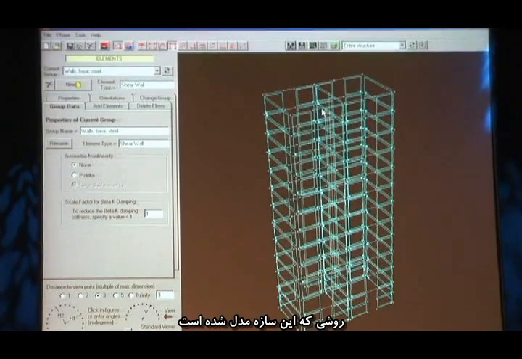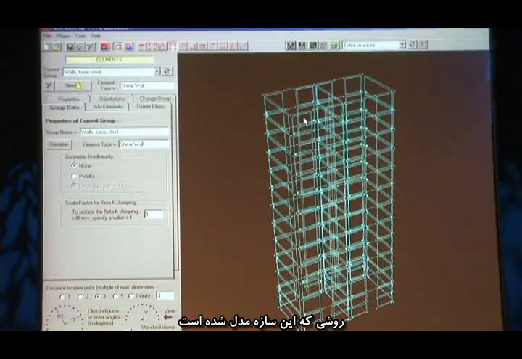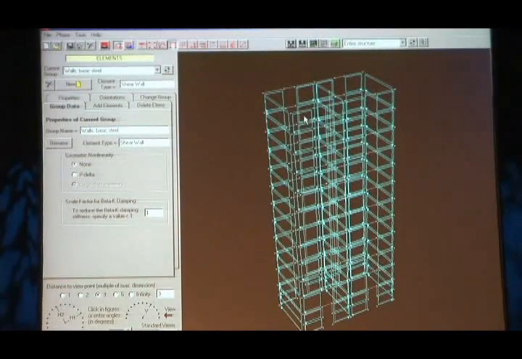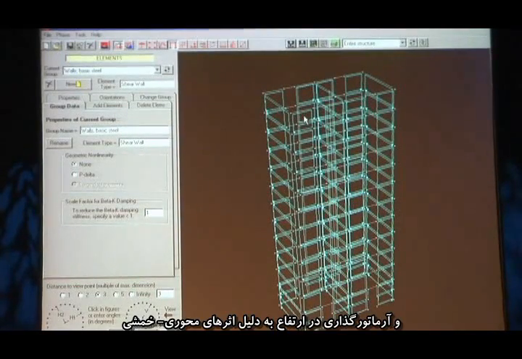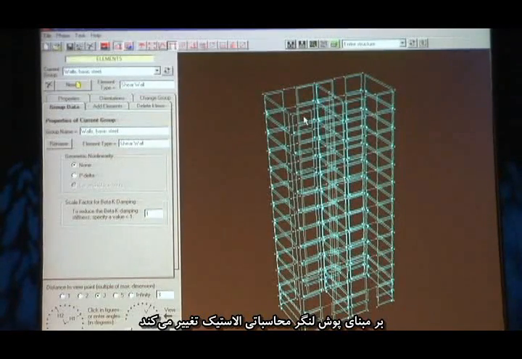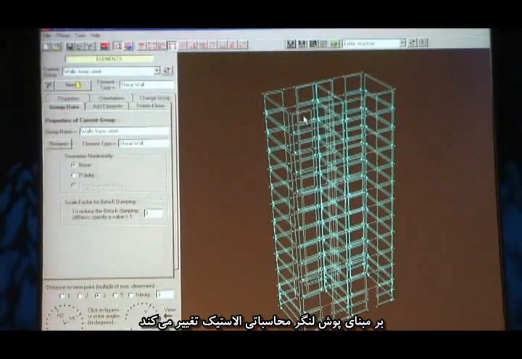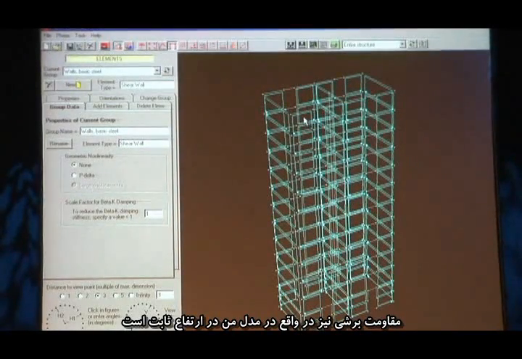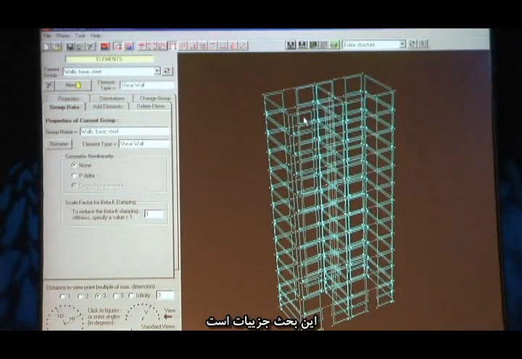The way it has been set up is it uses fiber sections over the whole height. And the reinforcement varies over the height for axial bending effects based on the moment envelopes that were calculated from a linear analysis. And then the shear strength in my model is constant over the height, but that's kind of a detail.